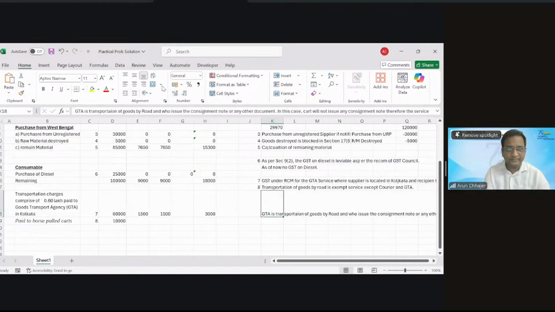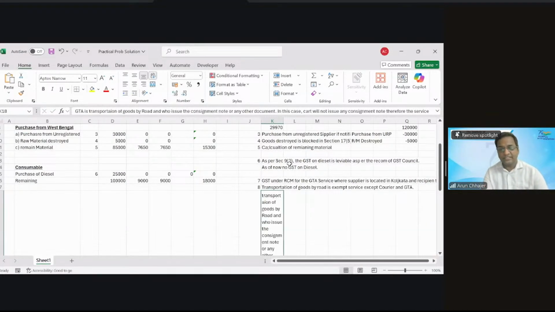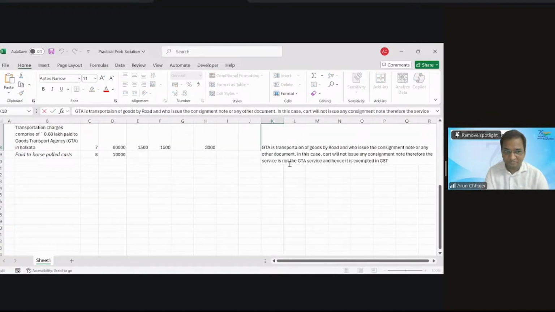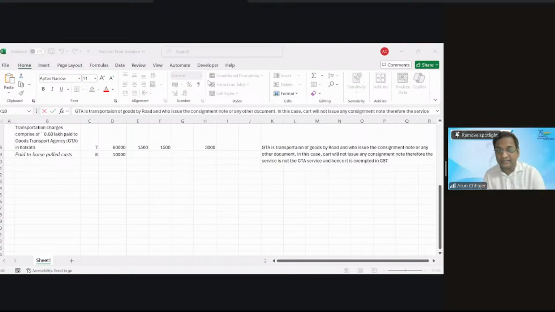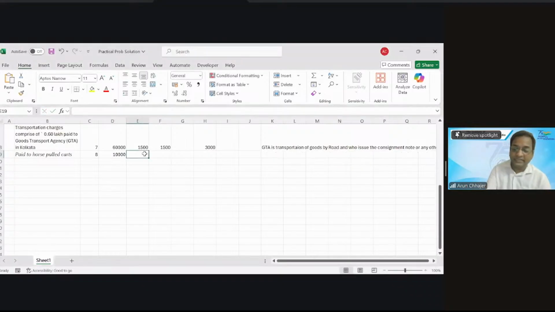Does it make sense? Is it clear? Clear now from all the angles. See, partially I fully agree that it is not GTA, hence exempted. So it would be better in the exam if you write that GTA on the transportation of goods is taxable in only two cases, and in all the rest of the cases it is exempted and therefore it is not leviable to tax. Okay, let's move further.